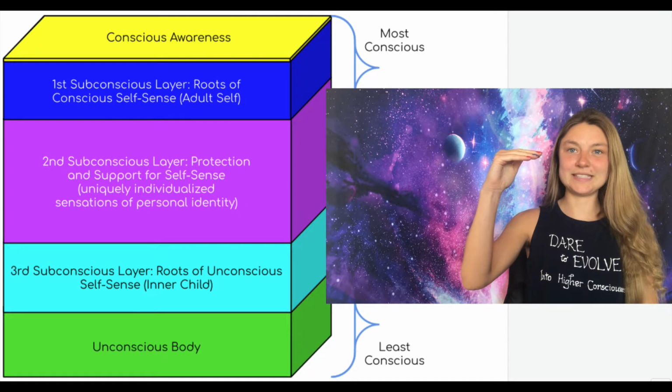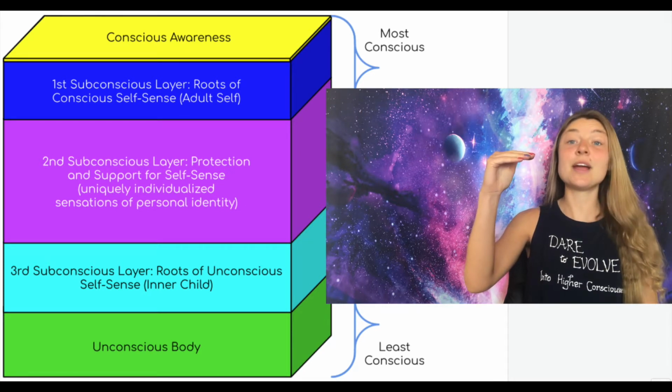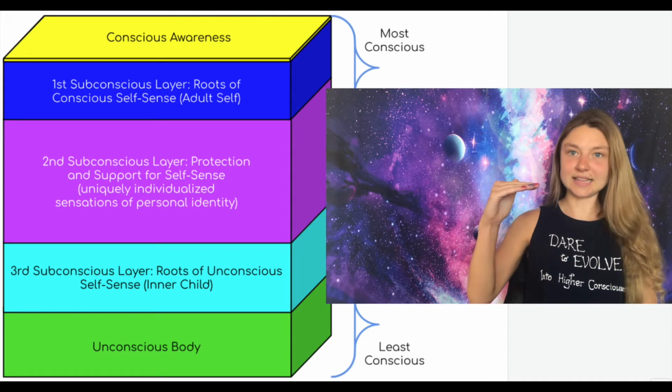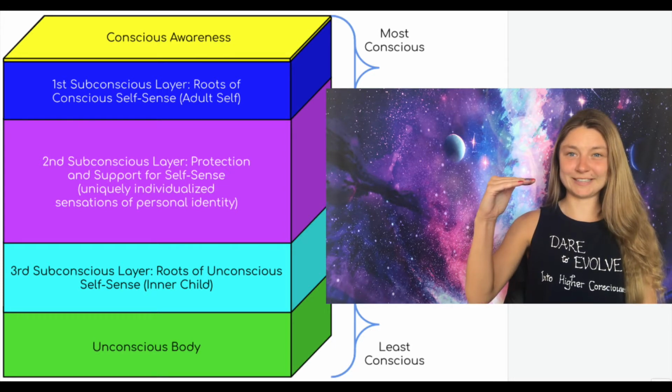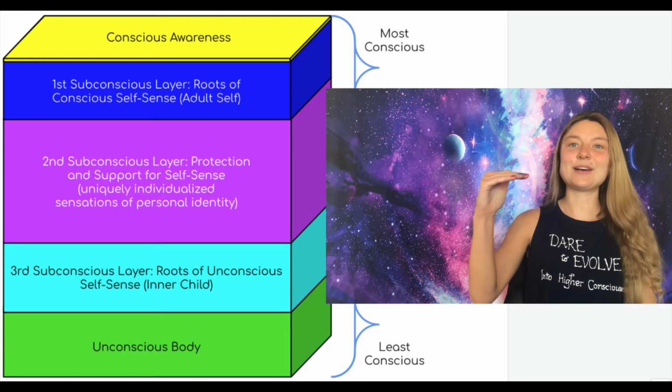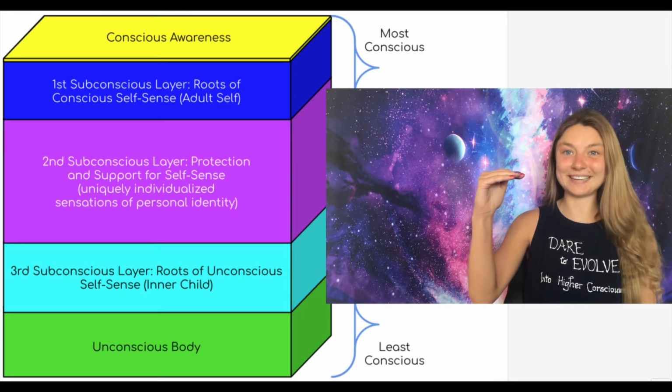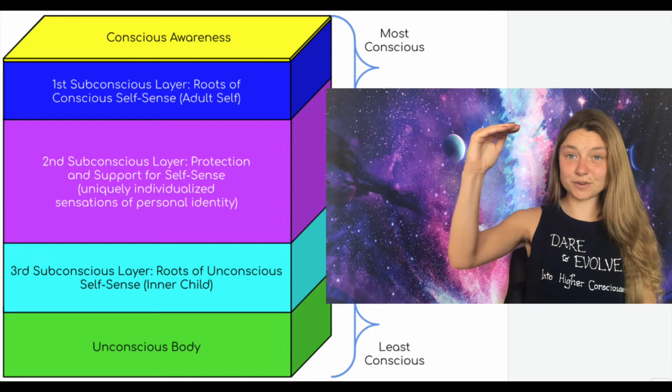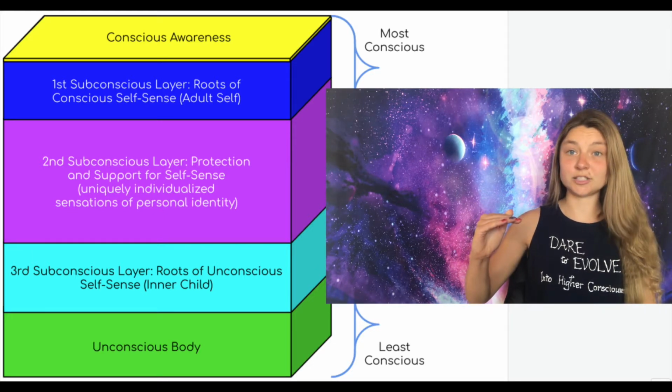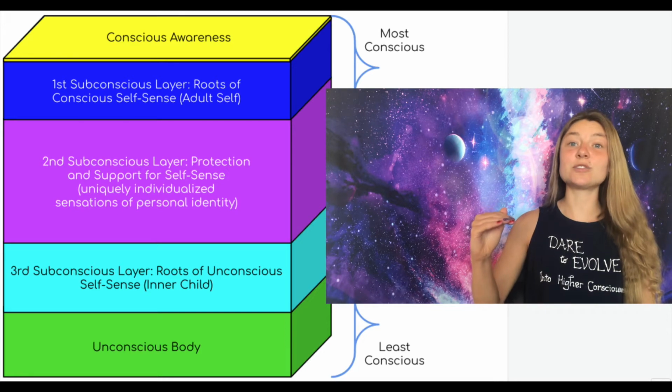My 22nd thesis statement is that subconscious realms, or the unconscious body-mind, may be explored through 3 distinct layers. The first layer is closest with our conscious awareness and houses the roots of our conscious self-sense, or our everyday adult self. The second layer is still reachable from the conscious awareness, but a little bit farther away from it, and that houses the supporters and protectors of our self-sense, or our individualized sense of identity. And the third subconscious layer is farthest from the conscious awareness and closest with the unconscious body, and that layer houses our inner child, or the roots of our unconscious self-sense.